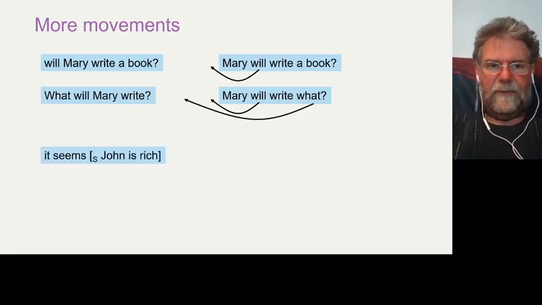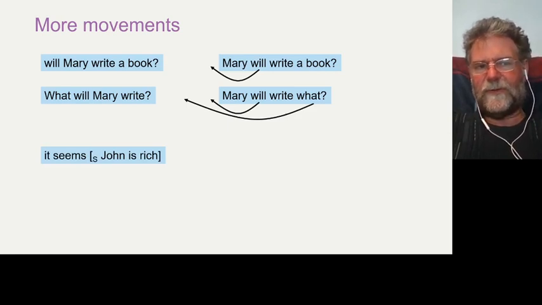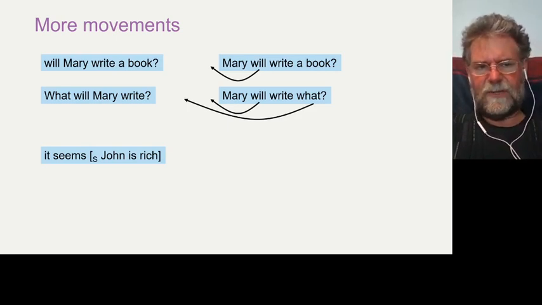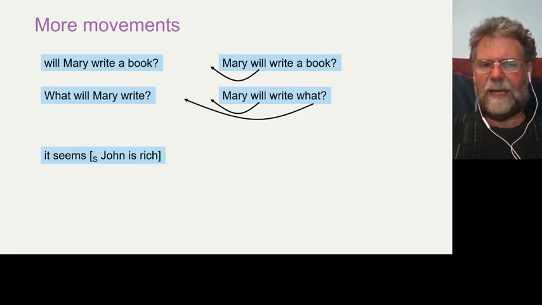One last example of a possible type of movement involves verbs that look like this. Seem is a bit of a strange verb in some ways. It seems that John is rich. What we've got here is the verb seem has it following it. It's got a sentence, so John is rich. So we've got a case of an embedded sentence here.